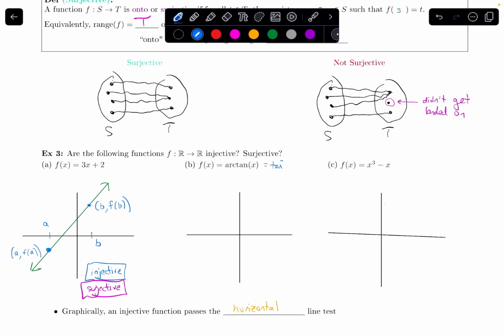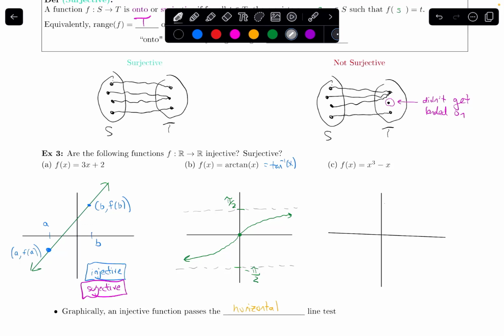Okay, nice. All right, so part B, we got arctan of x, which is another way to write tangent inverse of x. So thinking back to trig class, the graph of arctan of x goes through the origin, and then it has a horizontal asymptote at pi over 2, going that way. And then it has another horizontal asymptote going this way at negative pi over 2. So we'll draw in those asymptotes with the dashed lines.